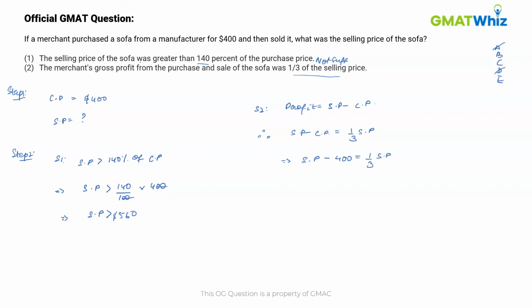Now, this is clearly a linear equation in SP, and we are able to solve this equation and find out the value of the selling price, which will be a unique one. So, statement 2 is sufficient, and thus the correct answer is option B.